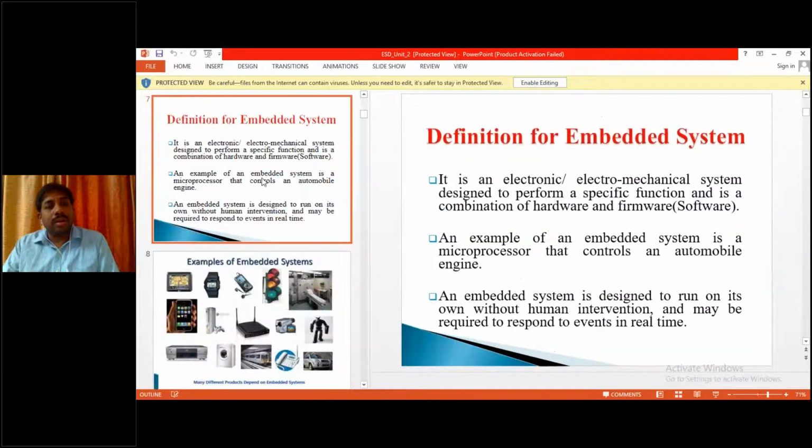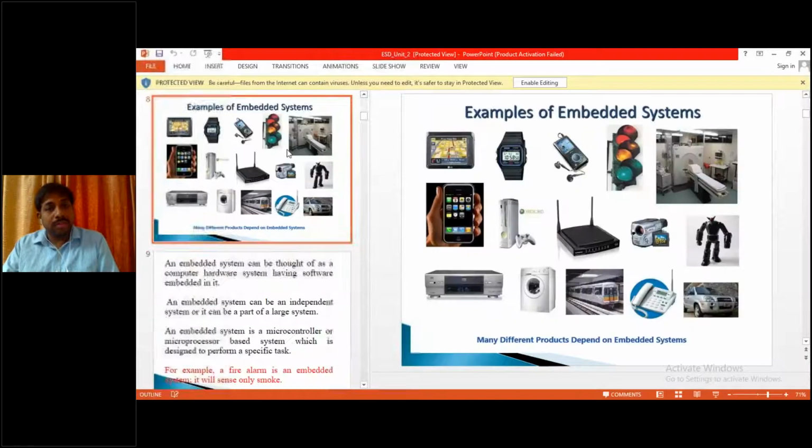So our definition is embedded system is defined as an electromechanical system designed to perform a specific function, and it is a combination of hardware and software. If you see, our microprocessor is controlling an automobile engine, it comes under an embedded system. These embedded systems are designed such that they run on their own, and they do not require human intervention, and they receive inputs in real time. So these are the examples of certain embedded systems like a traffic light controller, smartphones, switches, DVD players, washing machine, refrigerator.